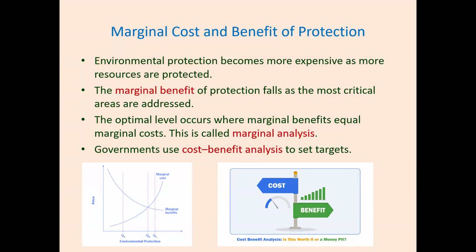We're going to get to a point eventually shown in the graph where the marginal cost of additional environment protection exceeds the marginal benefit. And economists argue that that's where you should stop. You should continue environment protection as long as the marginal benefit exceeds the marginal cost. Government uses what's called a cost-benefit analysis to set targets and decide on the appropriate level of environment protection.